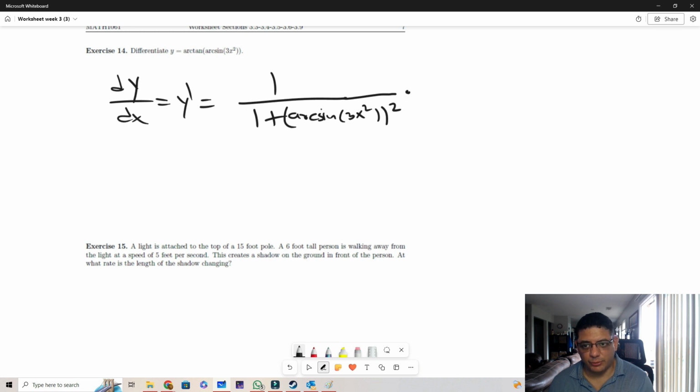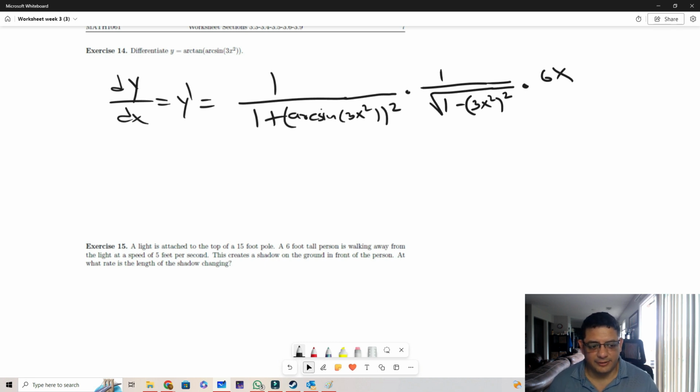And then by chain rule, now we do the derivative of the arcsine, which is going to be 1 over the square root of 1 minus whatever is inside, which is 3x squared, squared. But then by chain rule again, the derivative of 3x squared, which is going to be 6x. And so this is the whole derivative for this function.